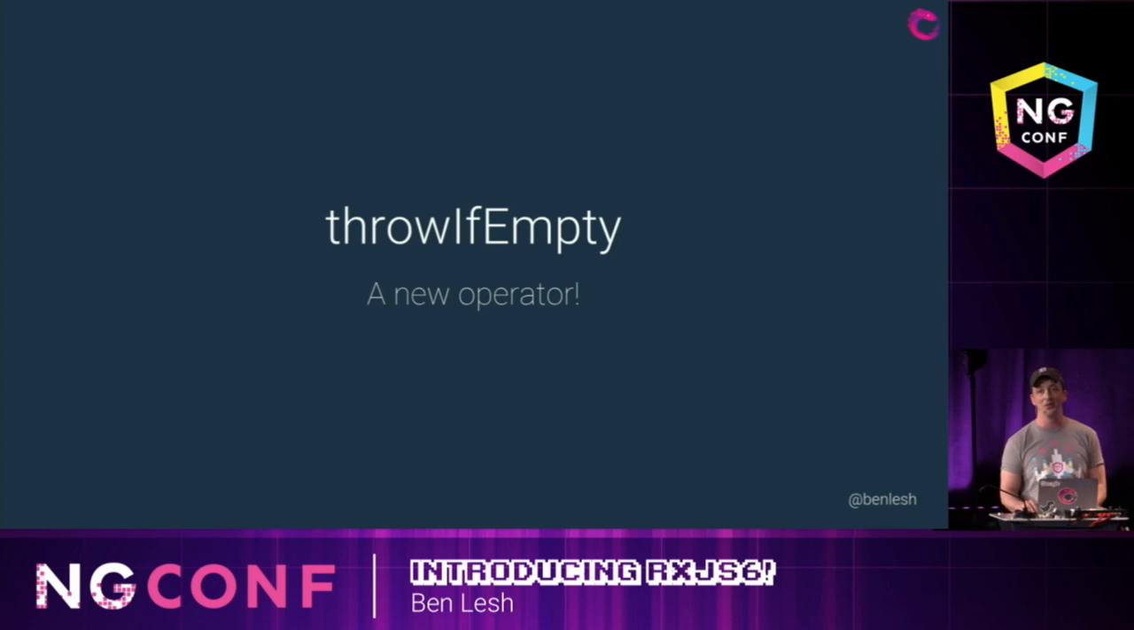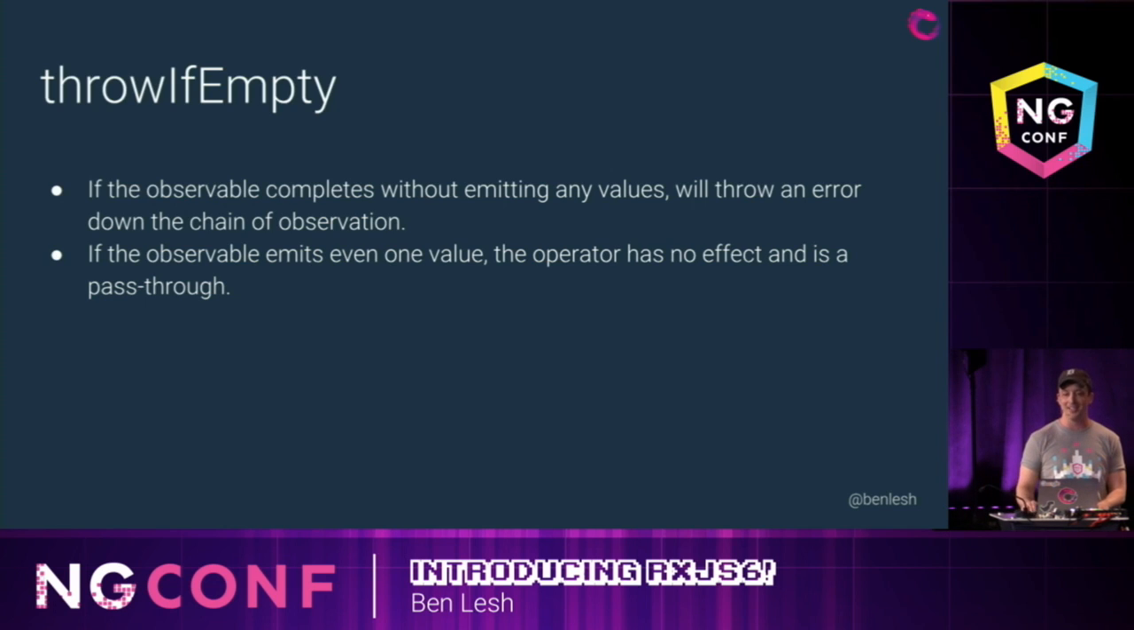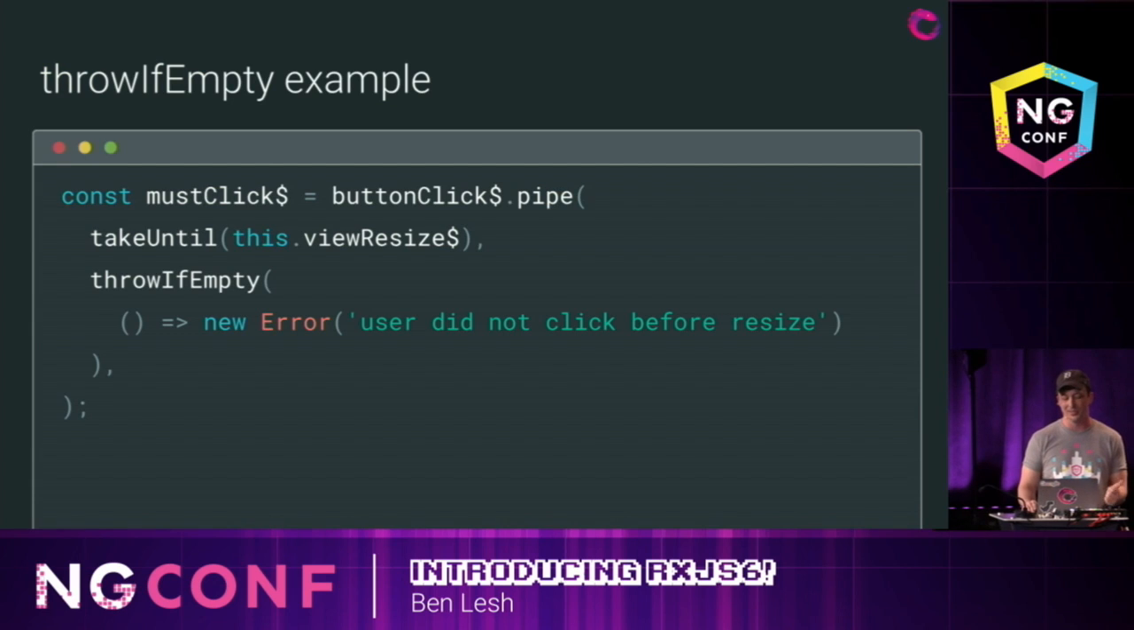All right, the new operator. So exciting, throwIfEmpty. See, I can tell you're excited. throwIfEmpty does exactly what it sounds like. If an observable completes without emitting any values, it will map a new error and throw it down the chain of observation. If the observable gets a value, then it's just a pass-through. And this can be used in a variety of ways.